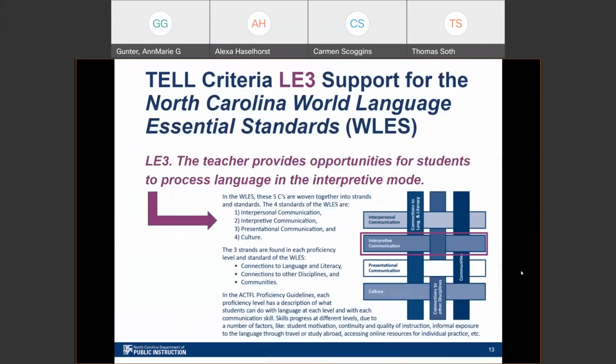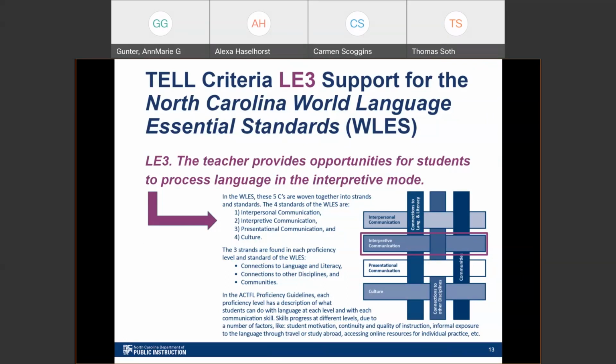Of course, the TEL criteria always support our North Carolina World Language Essential Standards, but specifically this criteria and its sub-criteria focuses on, as I said, interpretive communication, standard number 2. You'll notice that here's sort of a screenshot of our standards and how they're organized. This is the weave graphic. You may have seen this before. This information is directly in our administrator guides.